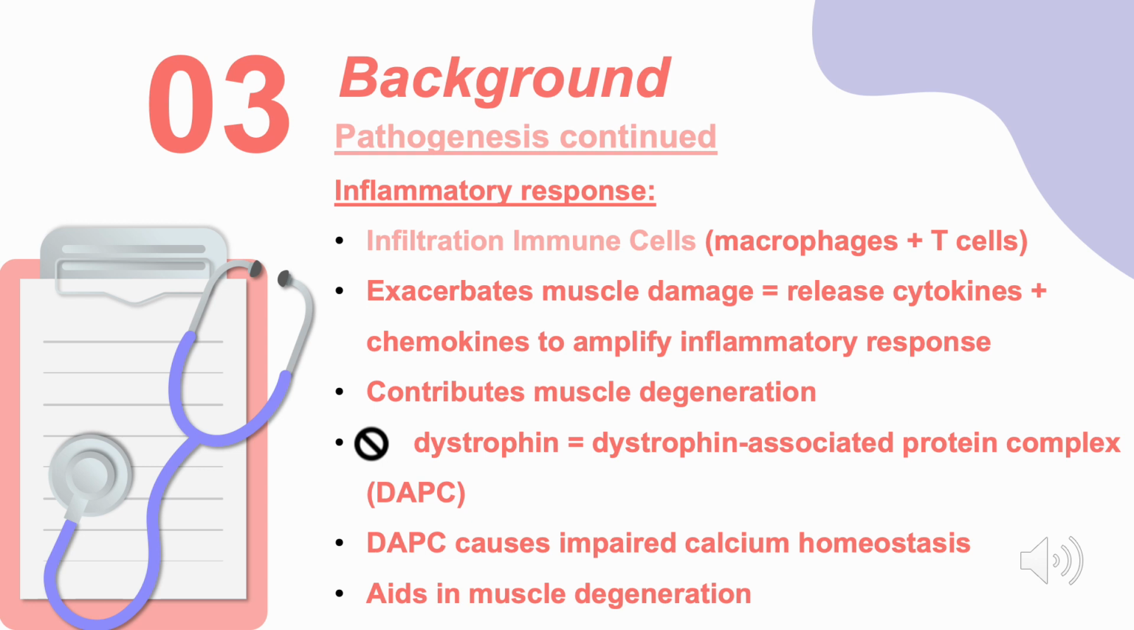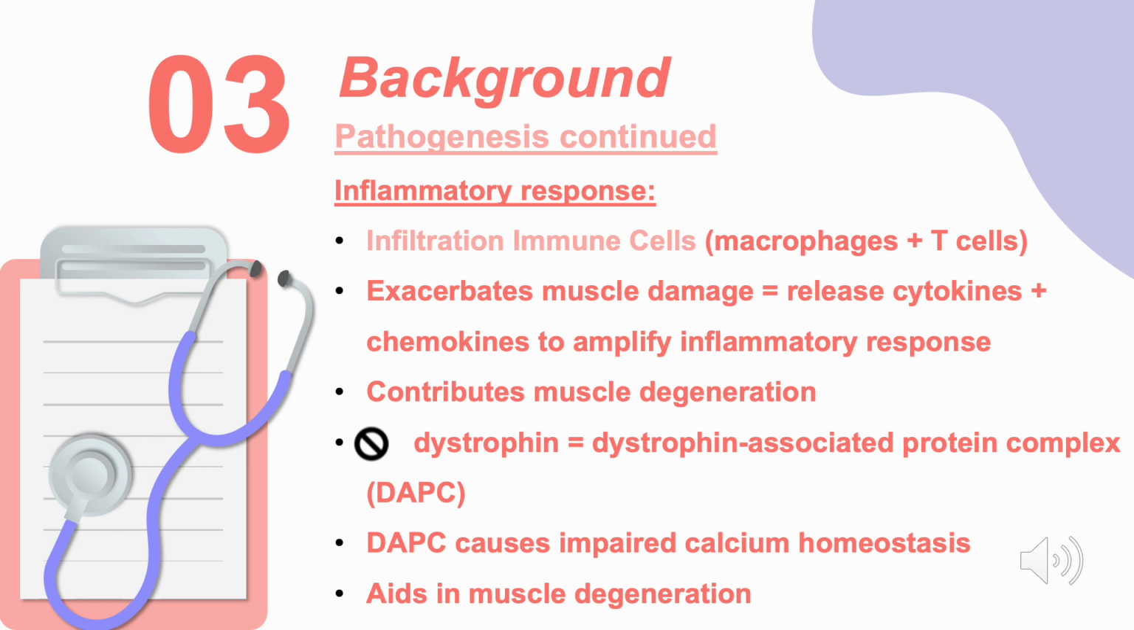When we look at the inflammatory response, it is characterized by the infiltration of immune cells, such as macrophages and T cells, into the muscle tissue. The inflammatory response exacerbates muscle damage and leads to the release of cytokines and chemokines that amplify the inflammatory response and contribute to the muscle degeneration.